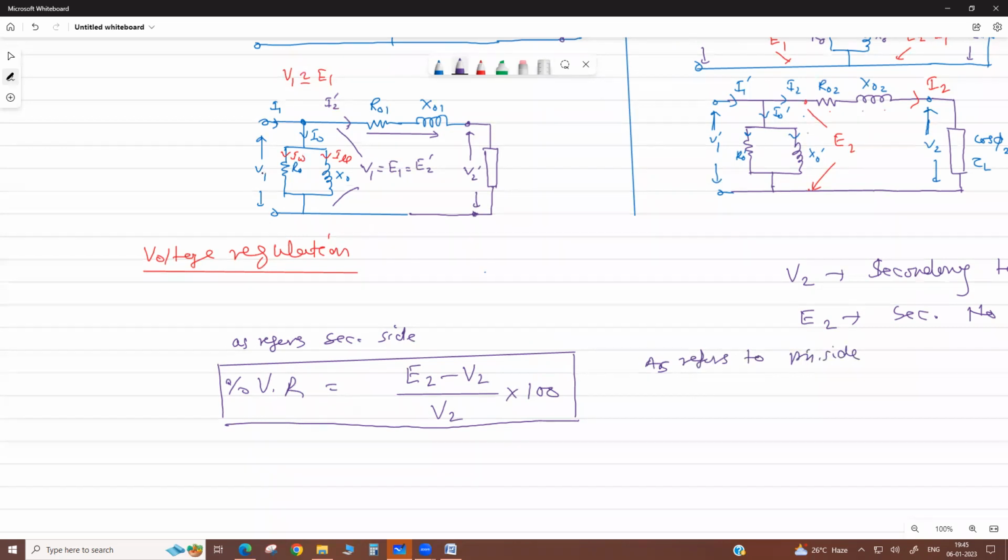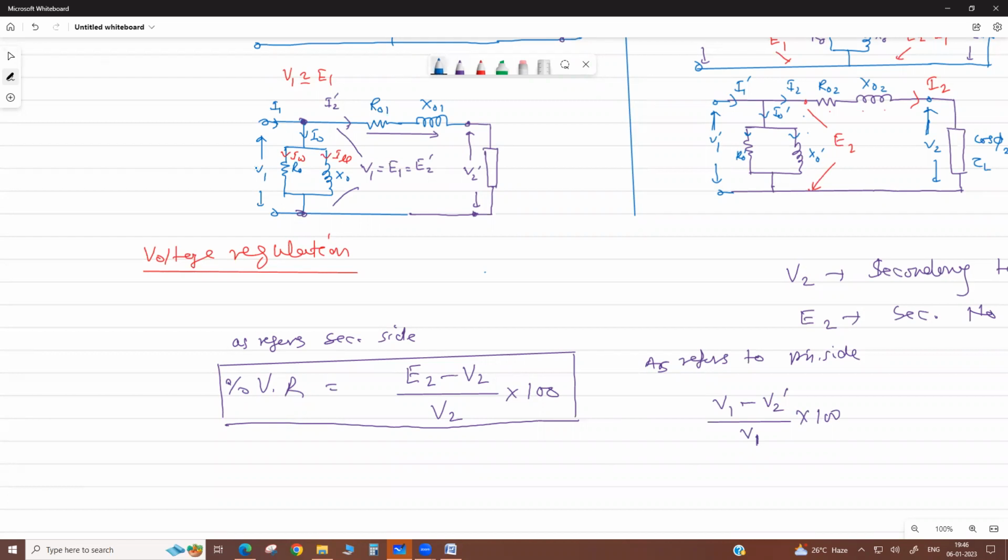Then we take the primary voltage V1. This is V1 minus the voltage across the load, V2 dash. Actually here this voltage is V1, or here we assume V1 equals E1. So you write V1 minus E2, and we calculate with respect to V1 only, into 100.